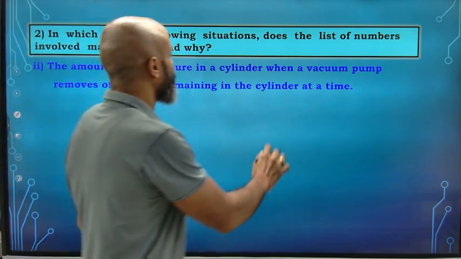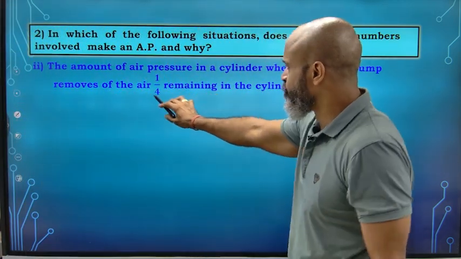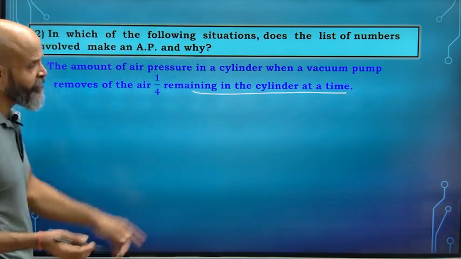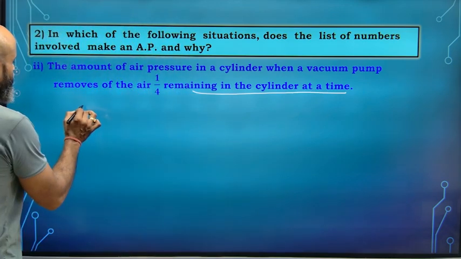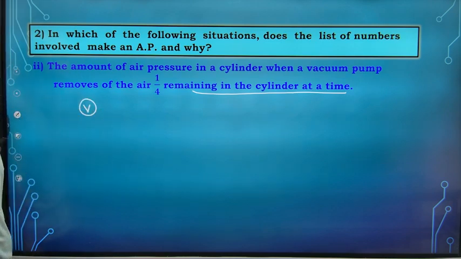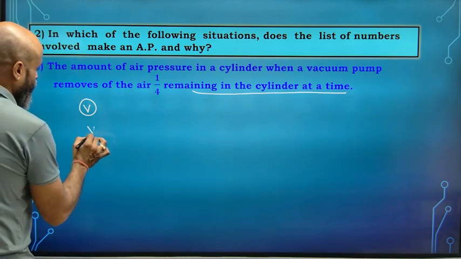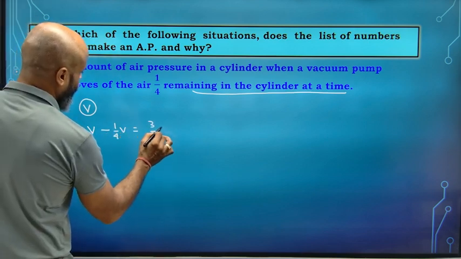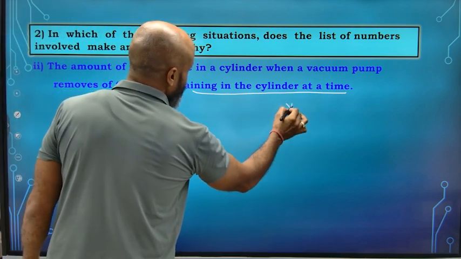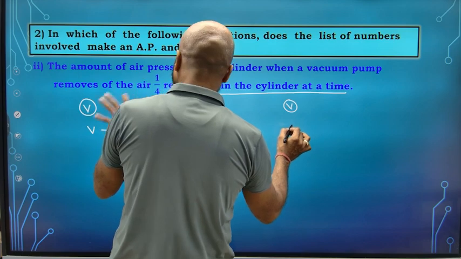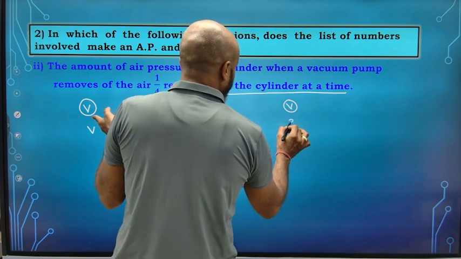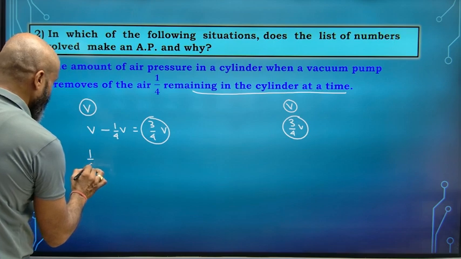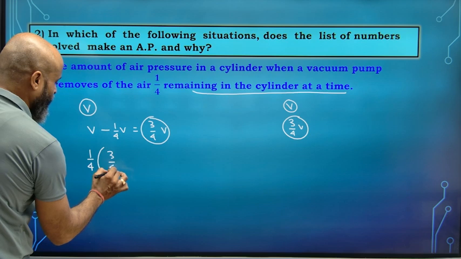The amount of air pressure in a cylinder when a vacuum pump removes 1/4 of the remaining air at a time. Okay, let's look at this. There is a vacuum pump which is removing 1/4 of the air. So let's say at first the pressure is V. After removing 1/4, 1/4 of V is removed, so what remains is 3/4 of V. So first instance the pressure is V. In the second case, when 1/4 air is removed, the pressure will be 3/4 V. Now 1/4 of this is removed, which means in the third case 1/4 of 3/4 V is removed.